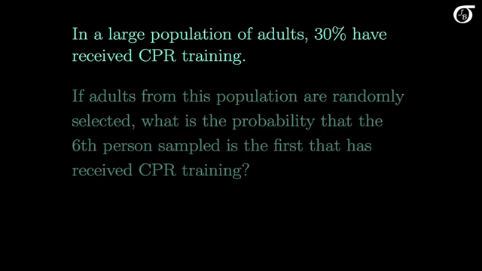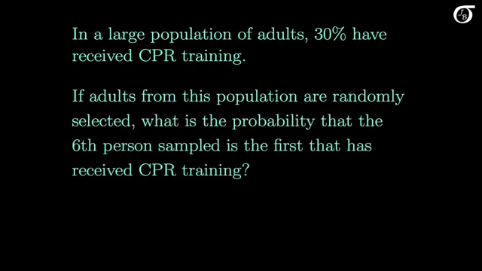In a large population of adults, 30% have received CPR training. If adults from this population are randomly selected, what is the probability that the sixth person sampled is the first that has received CPR training? We can use the geometric distribution to calculate this probability.